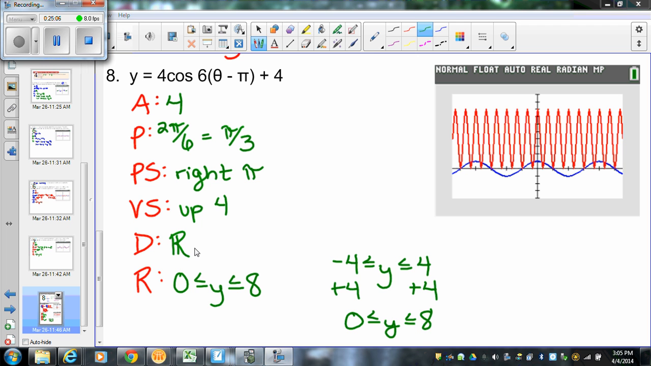The domain never changes. And here's my work over here for the range. I took -1 to 1 and I first multiplied it by my amplitude. So that became -4 to 4. But then I added my vertical shift in, so that becomes 0 is less than or equal to y is less than or equal to 8.